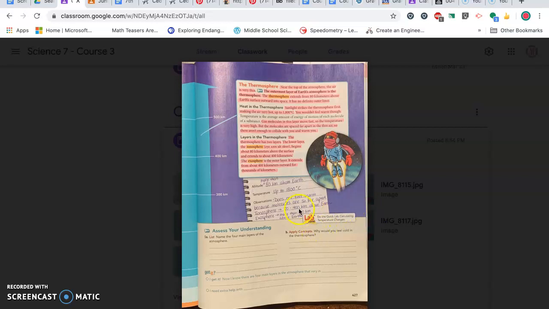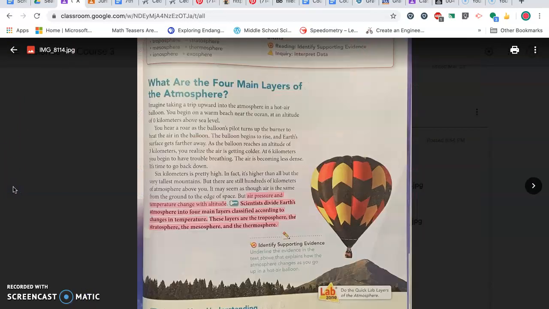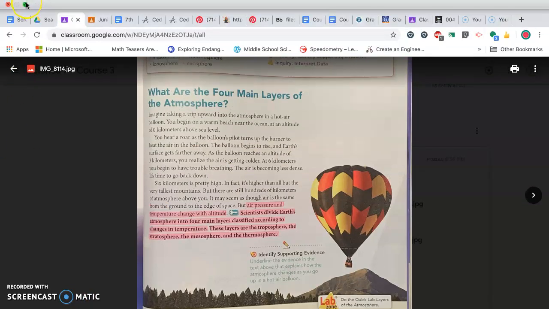All right, got that. And I talked about the two layers. All right, good. And that's the end of it. So this section was really just about the layers. I want you to understand the 4 layers of the atmosphere, and make sure that you have your book highlighted and annotated for the quiz.